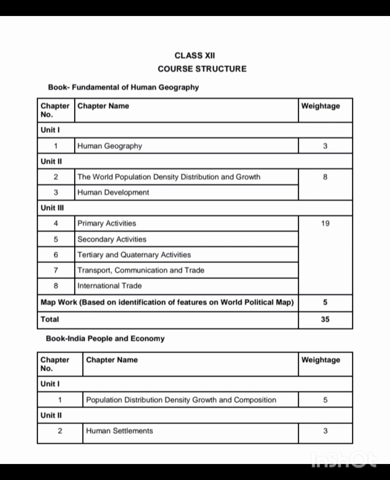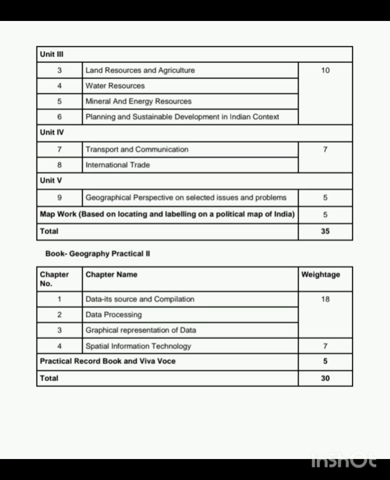Now coming to the geography practical. It consists of data, its source and compilation, data processing, and graphical representation of data, which are 18 marks; spatial information technology, 7 marks; and practical record book and viva voce, 5 marks. So total 30 marks. Your 100 will be there: 70 marks for written and 30 marks for practical.